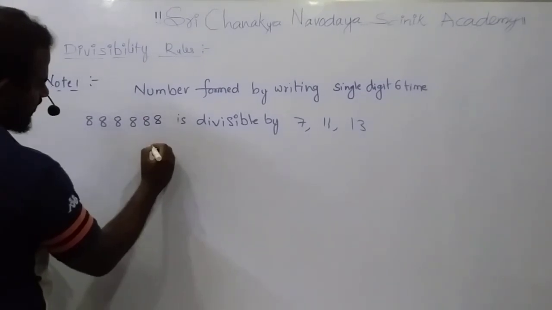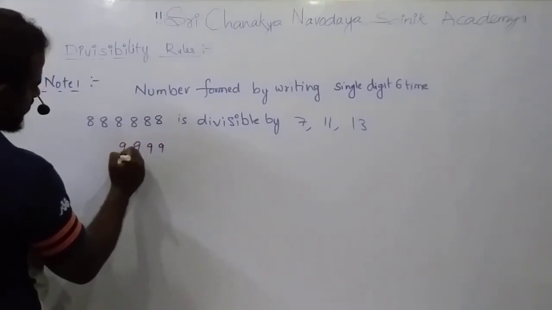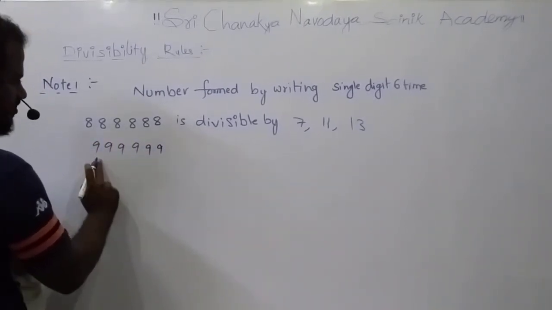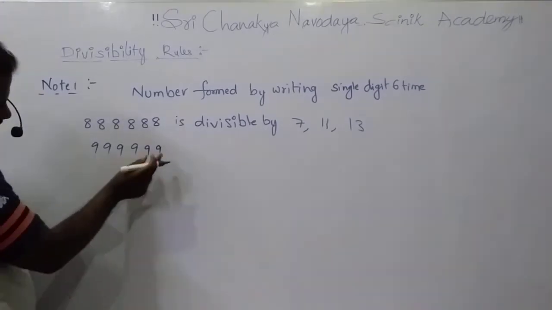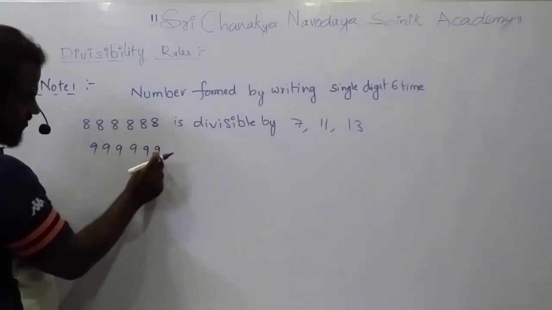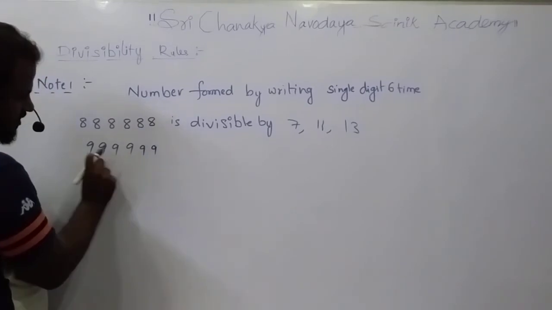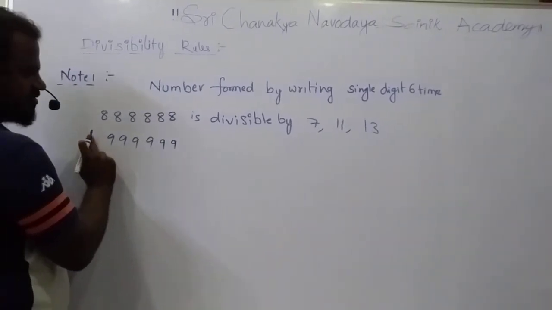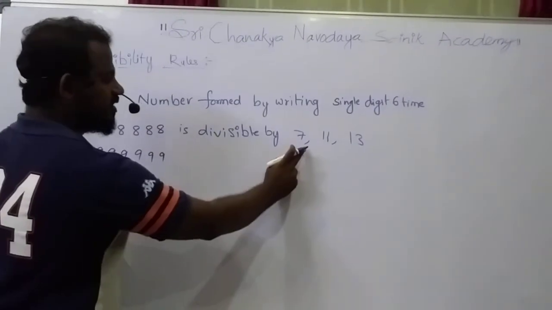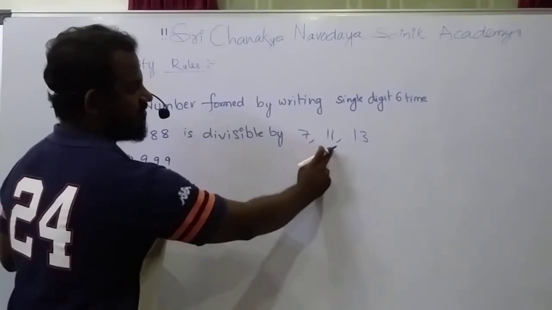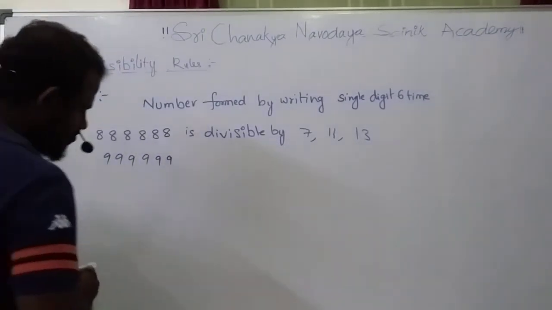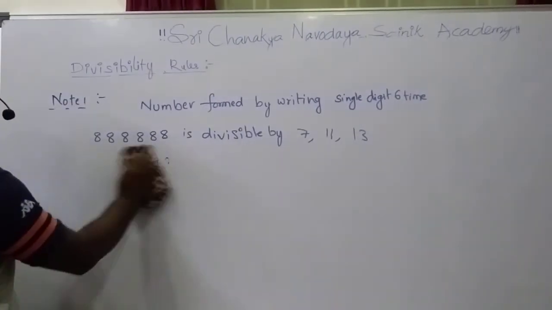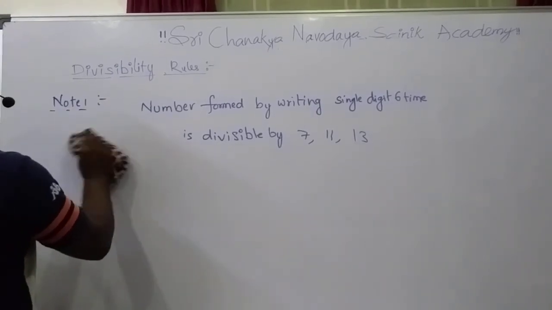This kind of number is divisible by 7, 11 and 13. You can even take 9, 9, 9, 9, 9, 9. If we write the same digit 6 times, then whatever number we get, these numbers are divisible by 7, 11 and 13. This is the first important note.